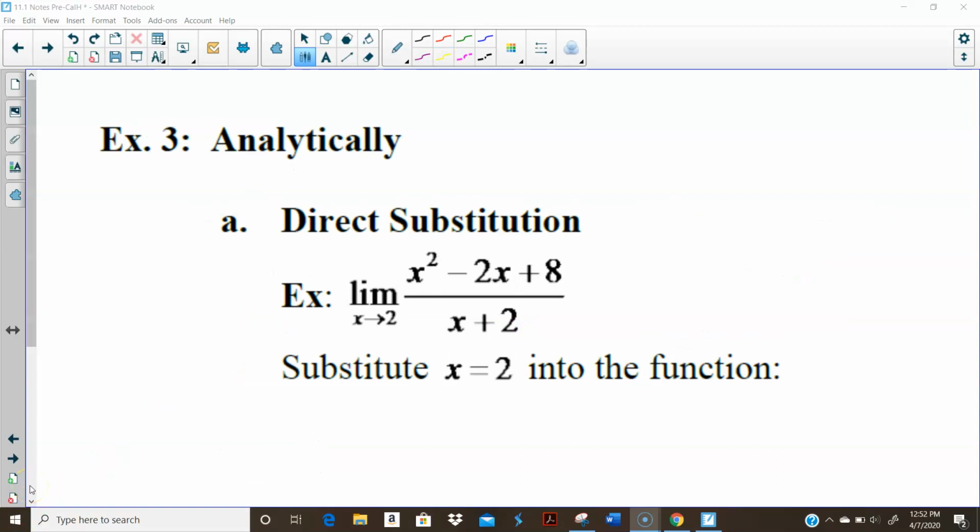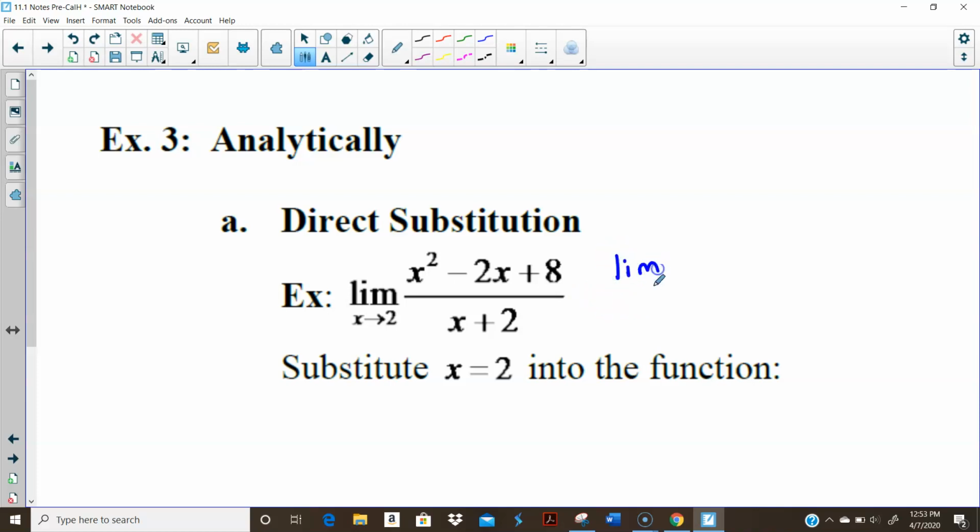Example 3 is finding the limit by direct substitution. So far we have found the limit by using a table, the limit by looking at the graph, and now we're looking at the limit by directly substituting in the value. Now this process is the easiest if you can get it to work. So looking at this, it says the limit as x approaches 2 of this function. So all we're going to do is plug in the value of 2.